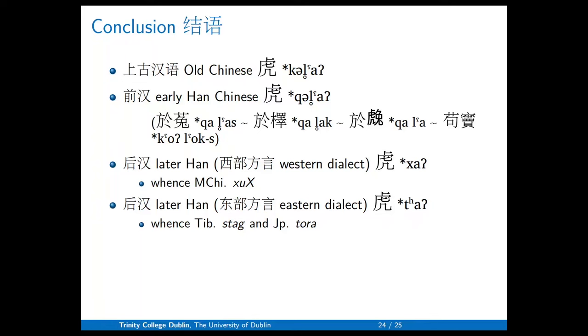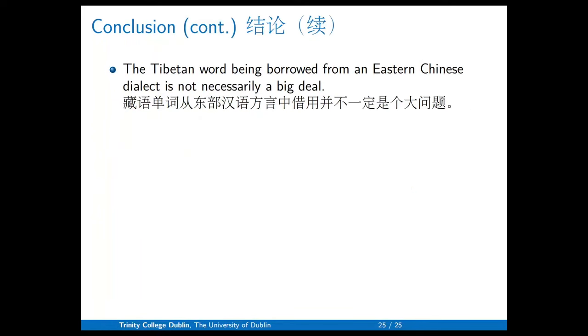So what are the problems? Tibet is in the West. So why would they borrow a word from Eastern dialect Han? This is a problem, right? But it's not necessarily a big deal because the capital is Luoyang, and Luoyang is in the East. So maybe it's okay. But if you think it's a problem, I'm okay with that, right? Tibet's in the West, they should borrow the Western word, not the Eastern word. But they borrowed the Eastern word. That's one problem, but not a big problem, I think.